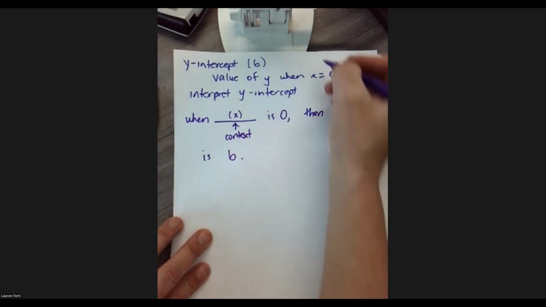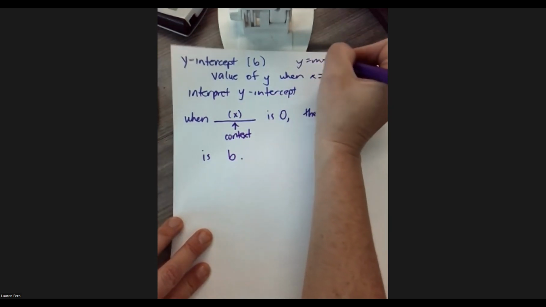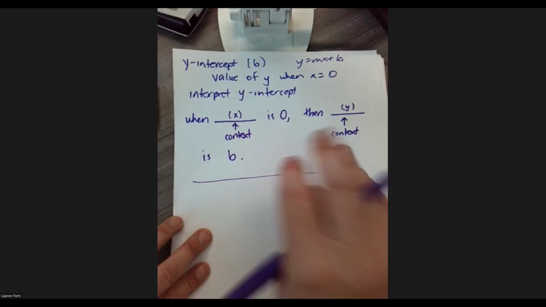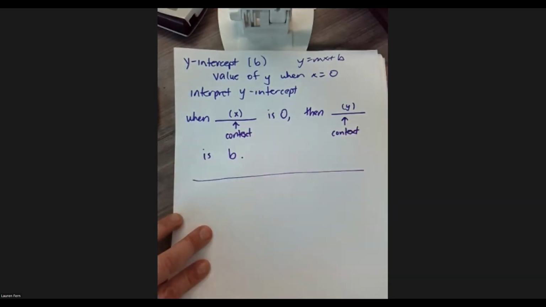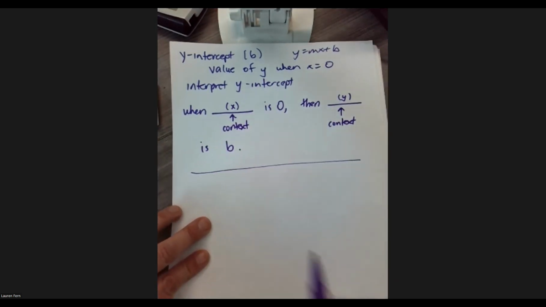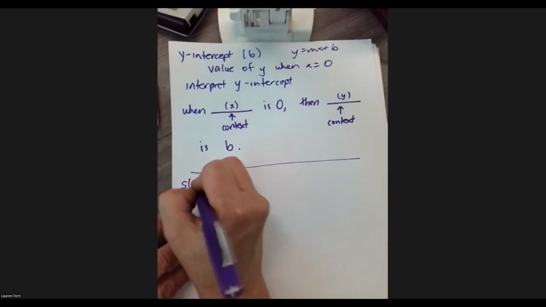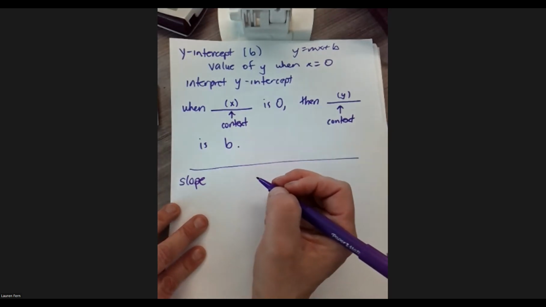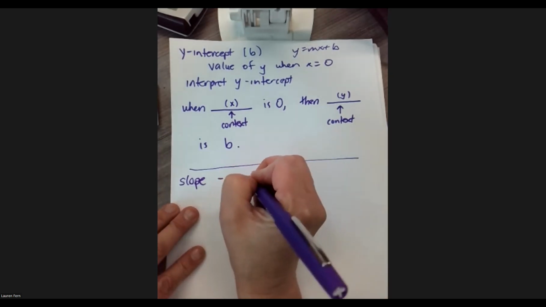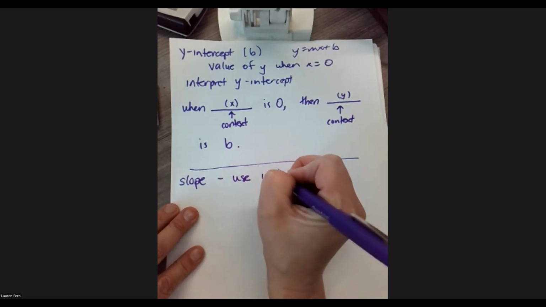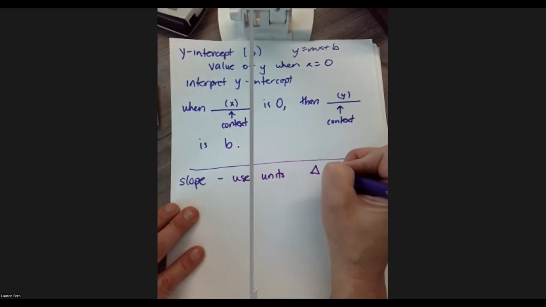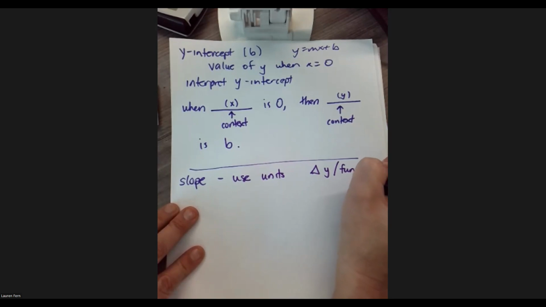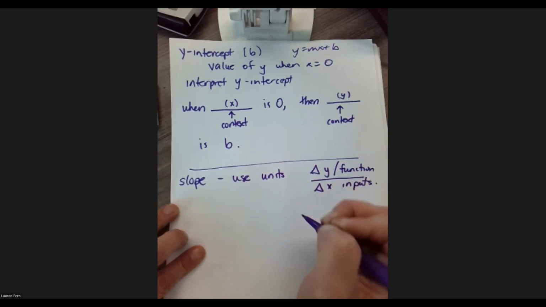Okay, b from the y equals mx plus b. This might seem funky right now, but what I'm giving to you here is a template. The other thing you're going to be asked to interpret is the slope. My hint for interpreting the slope is always to use units. It's the change in your y or your function value over the change in your x value or your inputs.